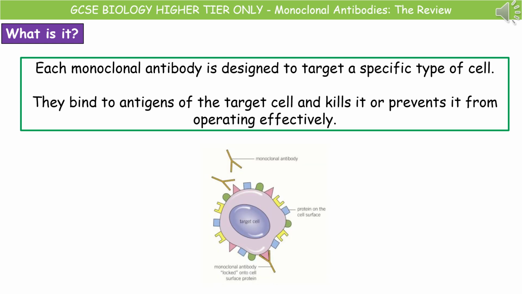A very important point about these monoclonal antibodies is that they're designed to target a specific type of cell. And the way they do that is by binding to the antigens of our target cell, and then it could actually kill it or prevent it from operating effectively. So just like antibodies in our body when we're talking about the normal action of our white blood cells, they've got a very specific shape and they bind to an antigen. Exactly the same thing with our monoclonal antibody: it has a specific shape that will bind to a specific antigen.